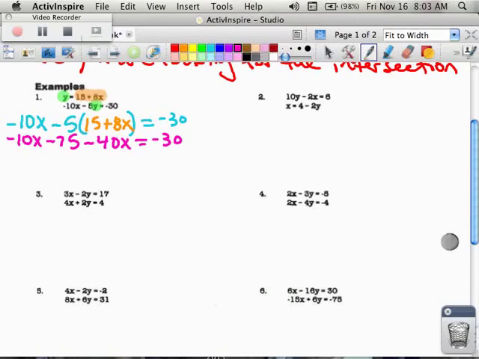I see that on the left-hand side I have two x things. You guys see that? Negative 10x, negative 40x. I put those two things together, and when I combine those like terms, I get negative 50x. And then I still have the minus 75, and it's all equal to the minus 30.